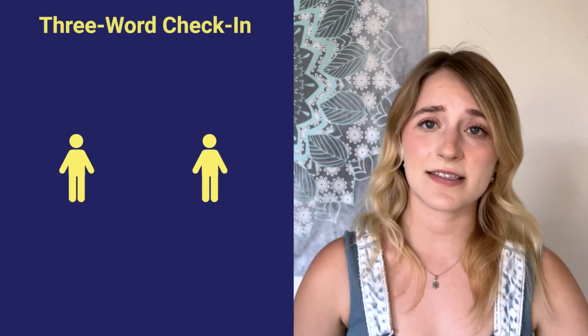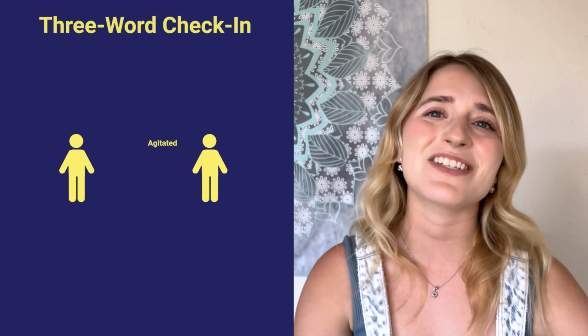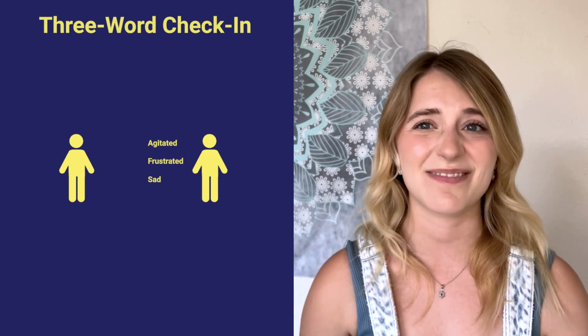Our next exercise is less of an activity and more of a daily practice. It's called the 3-word check-in, and it's an excellent tool for gauging a coworker's mood. The premise here is very simple. Encourage team members to express their emotions in just 3 words. For instance, Martin may be having a particularly bad day where everything just seems to be going wrong. When his coworker asks how he's feeling, he might say agitated, frustrated, sad.